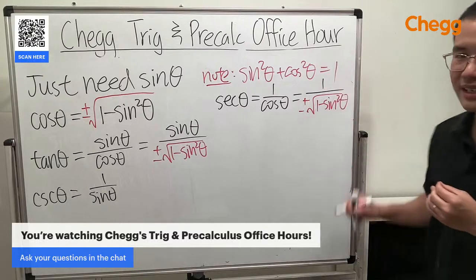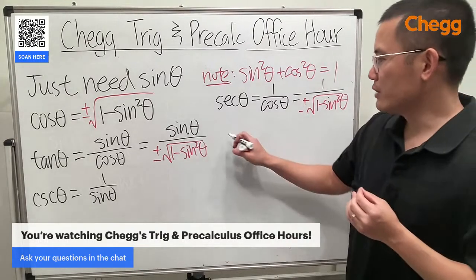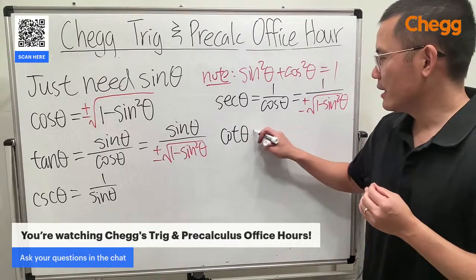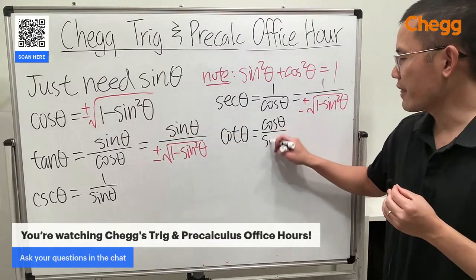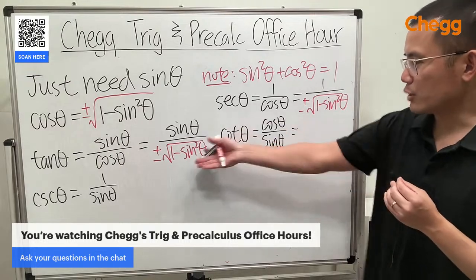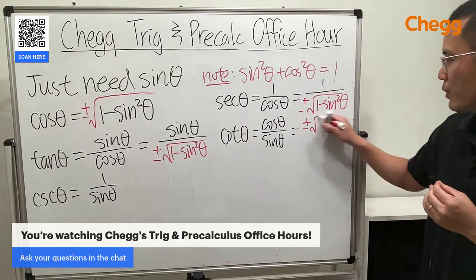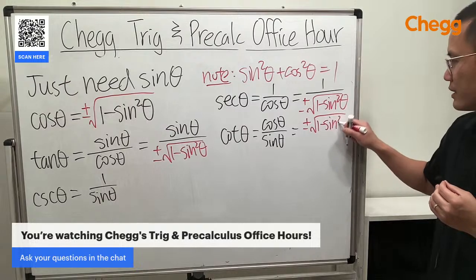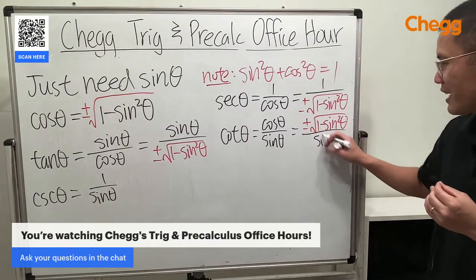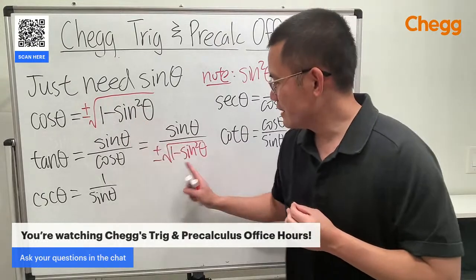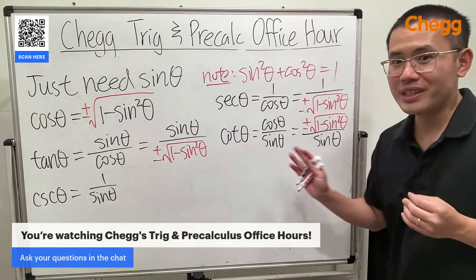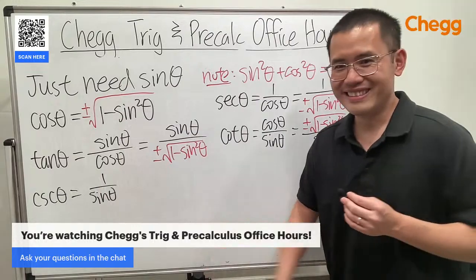sine squared theta. And then cotangent, it's just the reciprocal of that, cosine theta over sine theta, which is just the reciprocal of that, plus or minus square root 1 minus sine squared theta over sine theta. So you see, everything is in terms of just sine theta. You really don't need all 6.